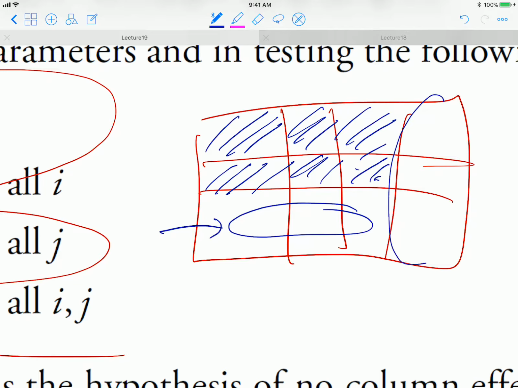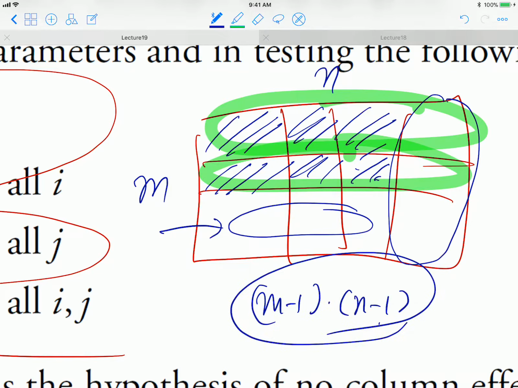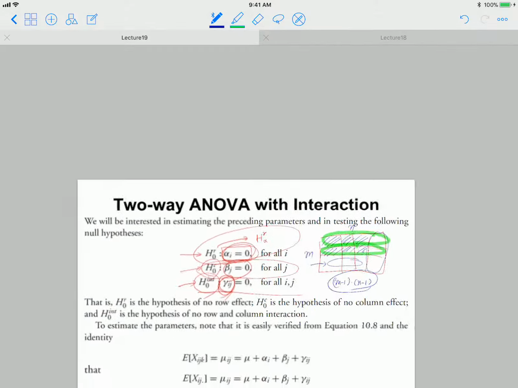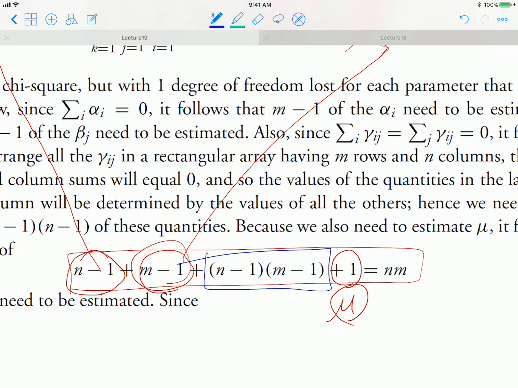What about these 3? Are they filled up automatically? The answer is yes, because the row-wise sum should also be 0. How many actual parameters do we have in this case? If we have m times n cells, then it will be m minus 1 times n minus 1 actual parameters to estimate. This is shown here.